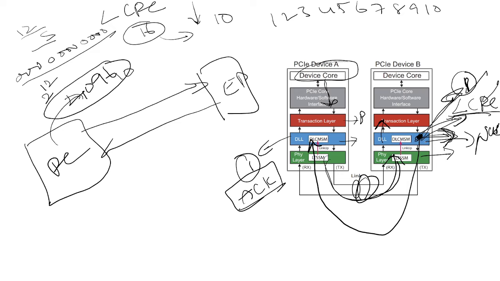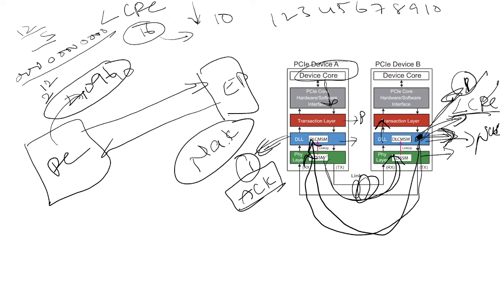The NAC information is sent from the receiver data link layer to the transmitter data link layer. It will receive a NAC with a sequence number. Let us assume sequence number 2 got a NAC. So the transmitter will understand that sequence number 2 got a NAC, and I have to send that packet again.